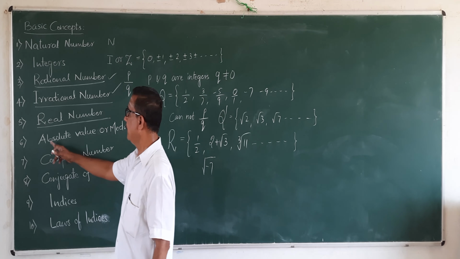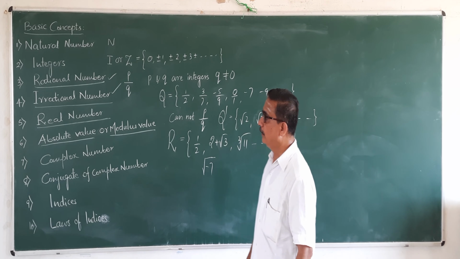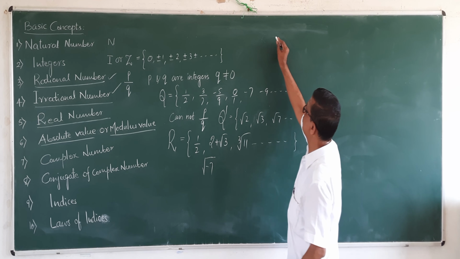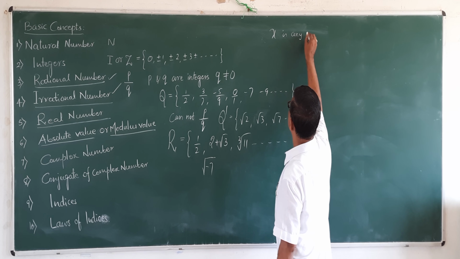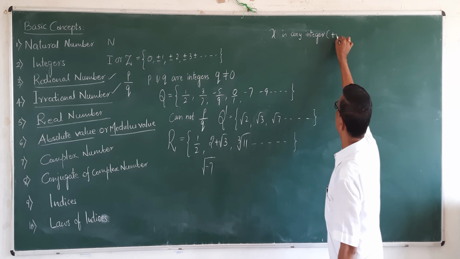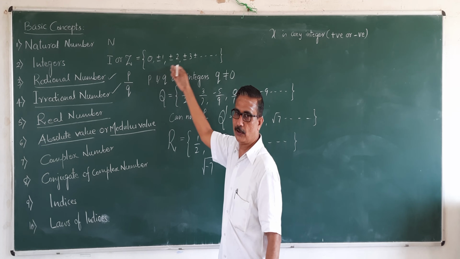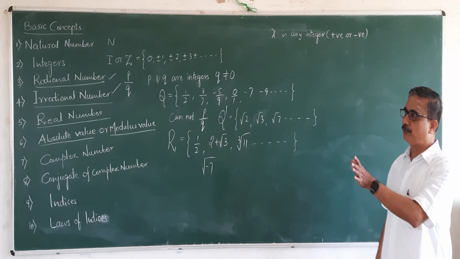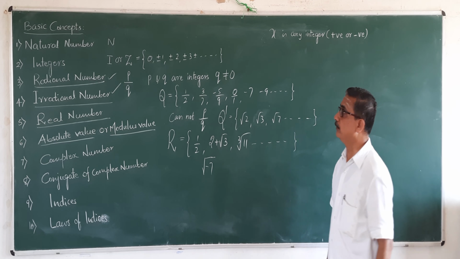Next concept, absolute value or modulus value. So what is modulus value? Look here, if you take one simple example, let x be any integer. I have taken one integer, in general x. That x value may be positive or negative, because you know the definition of integers, isn't it? So let x be any integer. Now define absolute value of x or modulus value of x.